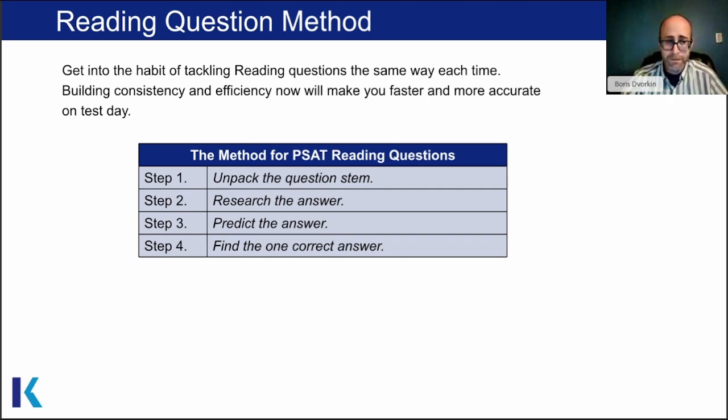So here's what you do. In step 1, you unpack the question stem. That just means figure out what the question's asking and try to see, hey, where am I going to research the answer to this? What you deduce from step 1, you'll feed into step 2 and go do some research, trying to figure out the answer. That prediction is step 3 based on your research, and then you use the prediction to find the one correct answer.